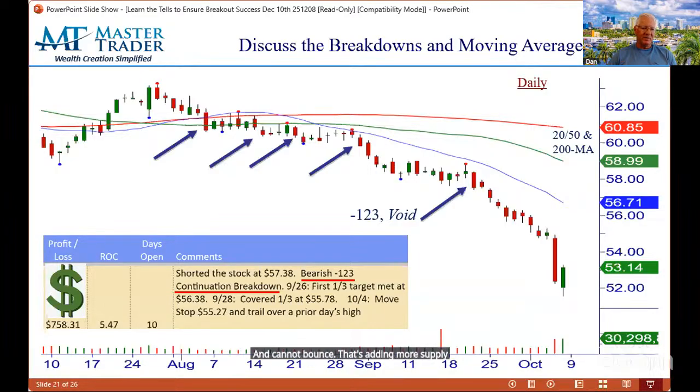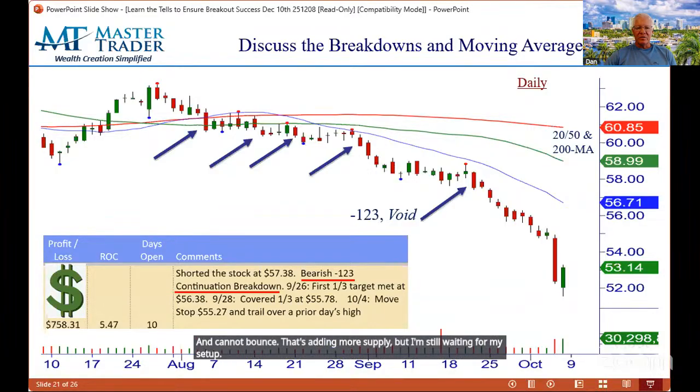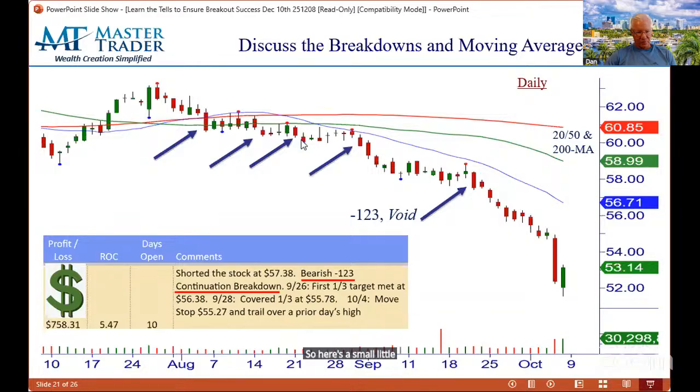But I'm still waiting for my setup. So here's a small little 180. You could have shorted there. Still can't go anywhere. Here's a closing breakdown. That's a no-brainer.